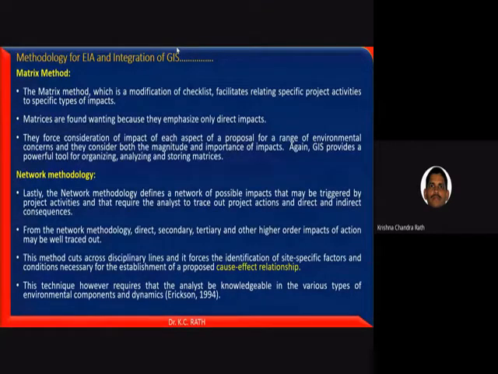And the advantage of this is that this method cuts across the disciplinary lines. So many disciplines, sociology, economics, anthropology, it forces the identification of site-specific factors and conditions necessary for establishment of a proposed cause and effect relationship. Very, very important in environmental impact assessment, and also in social impact assessment.